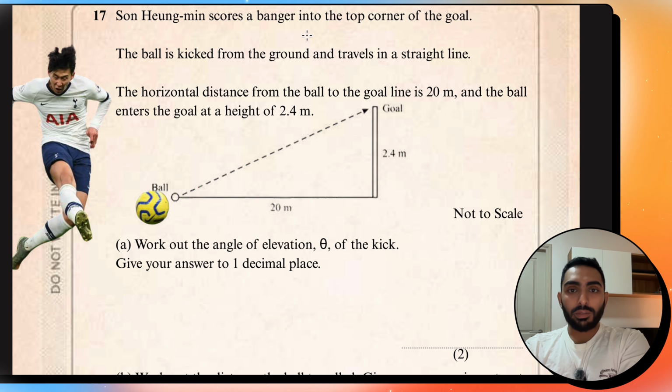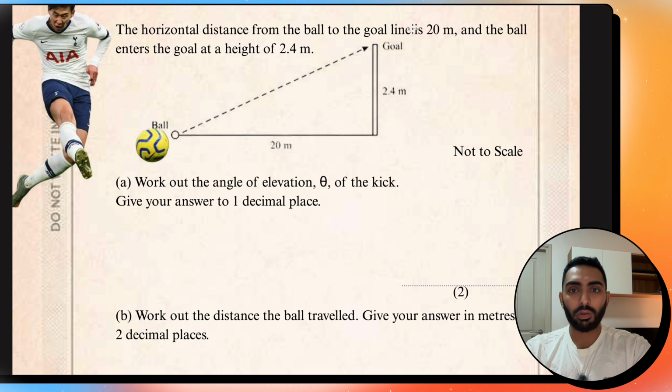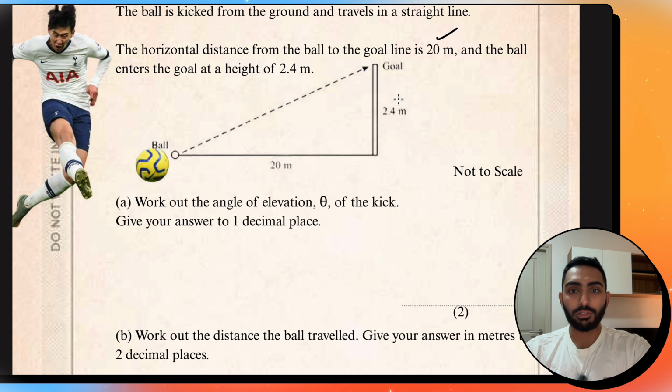Question 17. Sun scores a banger into the top corner of the goal. The ball is kicked from the ground and travels in a straight line. The horizontal distance from the ball to the goal line is 20 meters, that's already on. And the ball enters the goal at a height of 2.4 meters, and that's already on. Work out the angle of elevation of the kick. We're trying to work out this angle. They've called it theta, which is just a Greek letter. We'll just call it x, it doesn't really matter. Give your answer to one decimal place.